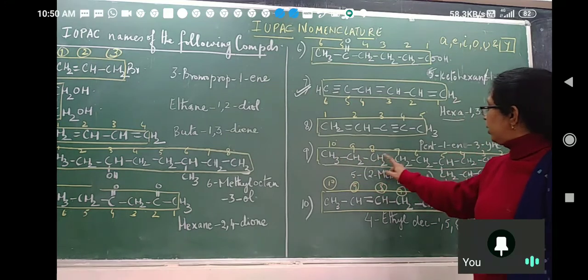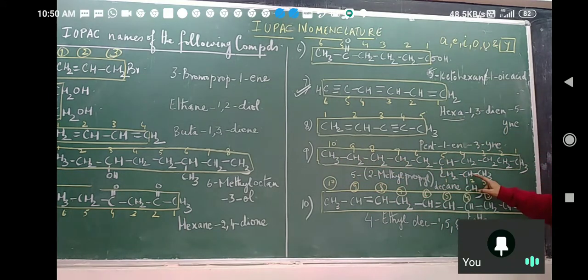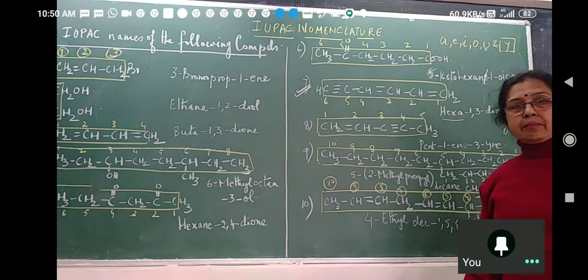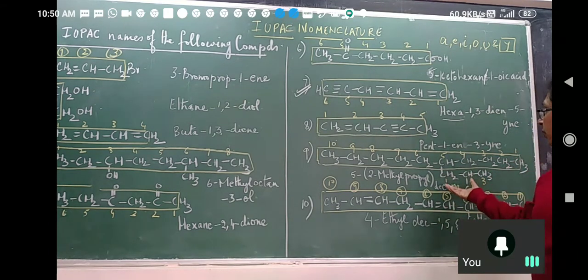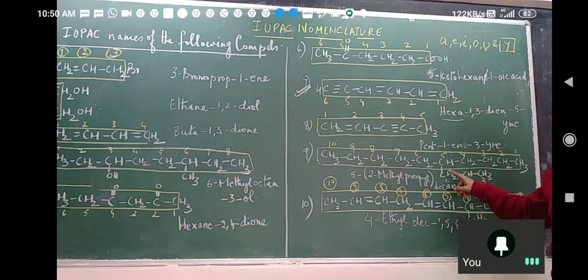1, 2, 3, 4, 5, 6, 7, 8, 9. So the longest chain is 10. Okay? This will be treated as a side chain. The carbon atom which is attached to the main chain is always carbon atom number 1.